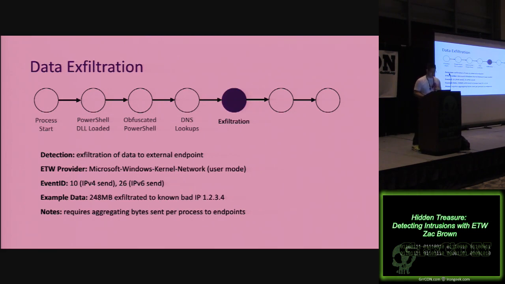Next we see data exfiltration by bad.exe. In this case, we're going to capture IPv4 send events and IPv6 send events. This comes from Microsoft Windows kernel network. I actually have an exfiltration example. All that example code that I showed earlier is available on GitHub already, and I'll have a link at the end for that as well. So you can imagine this ends up being 248 megs exfiltrated to some known bad IP. Is the detection that you're looking for there.